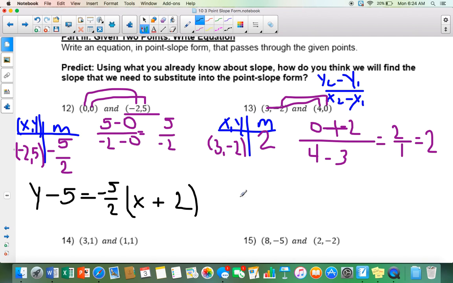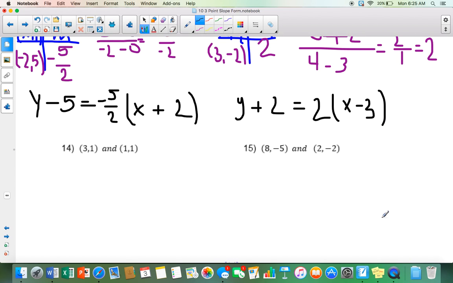And now I'm going to write my line. y minus y1. So I see minus a negative, that means I'm going to change it to a plus, equals m times x minus x1. All right.